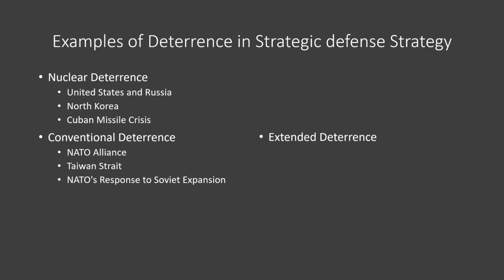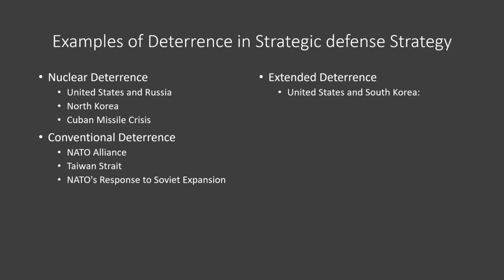Extended deterrence. United States and South Korea. The United States provides extended deterrence assurances to South Korea as part of their alliance, signaling a commitment to defend South Korea in the event of aggression from North Korea. This serves as a deterrent against potential military actions by North Korea.